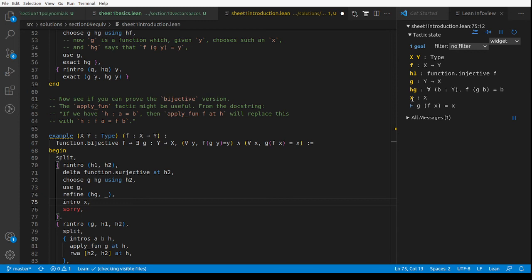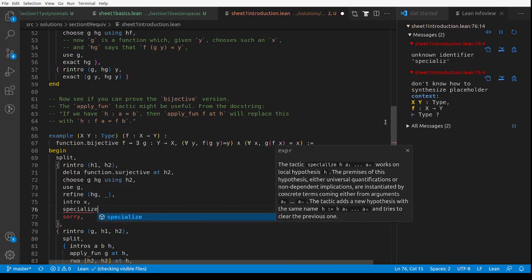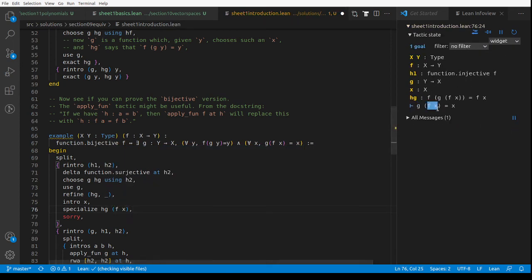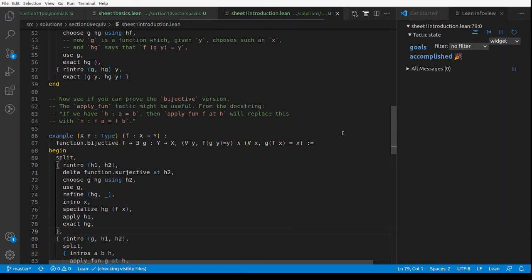is f of x. So, I mean, we could, if you like, specialise hg at f of x. And that's what you see, that's what we have. f of g of f of x equals f of x. That's basically the only fact we know. But then f is injective, you see. So that will give us that g of f of x is x. So I guess we could apply h1. And now our goal is an assumption. So exact hg. So that's done that one.